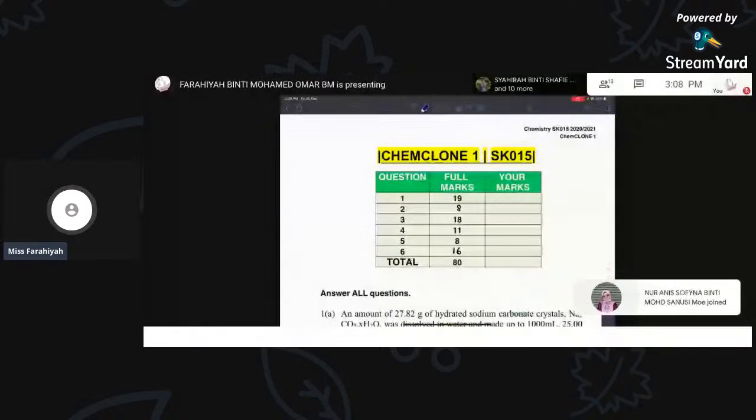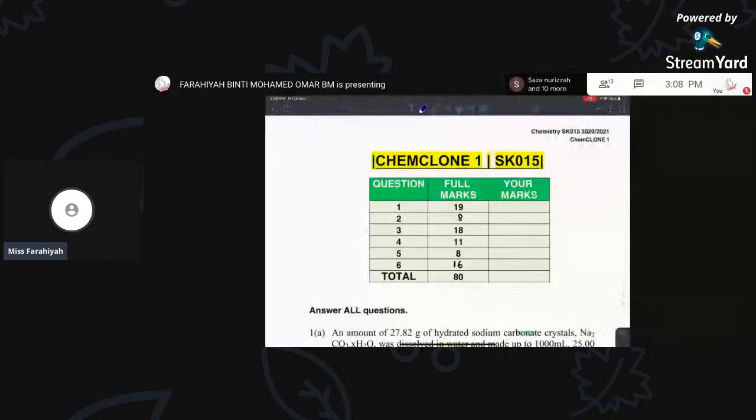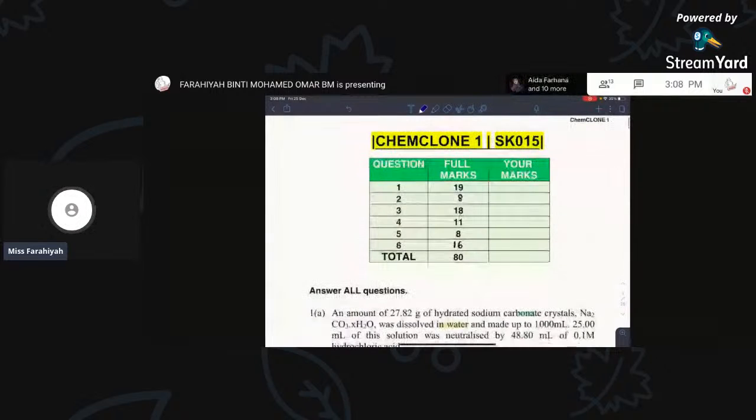Okay, so we are going to discuss ChemClone 1. Okay, ada a few mistakes yang saya tak perasan, but then kita boleh check je lah. Okay, janji kita have a good practice on this question. Saya cari juga question yang out of the box supaya kamu boleh practice banyak lagi lah.